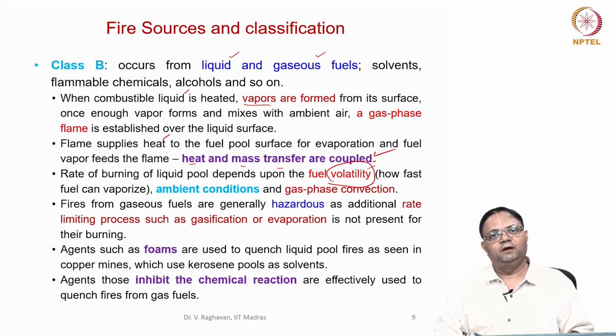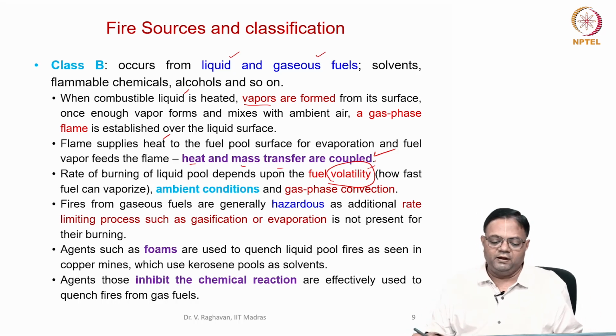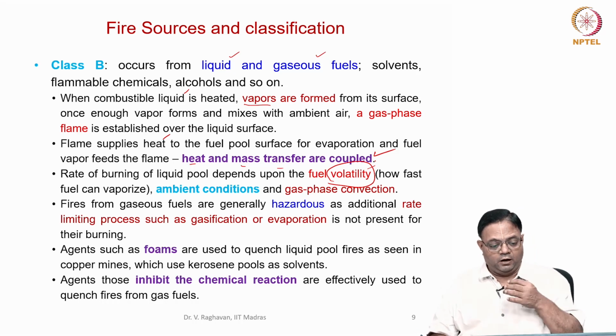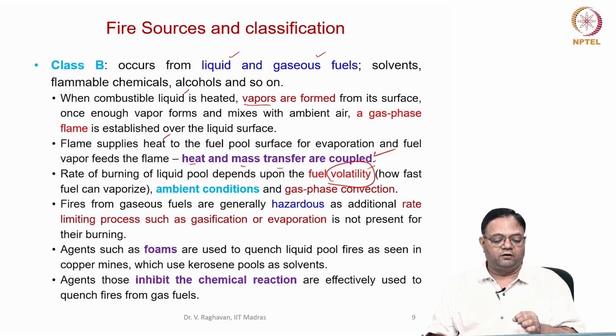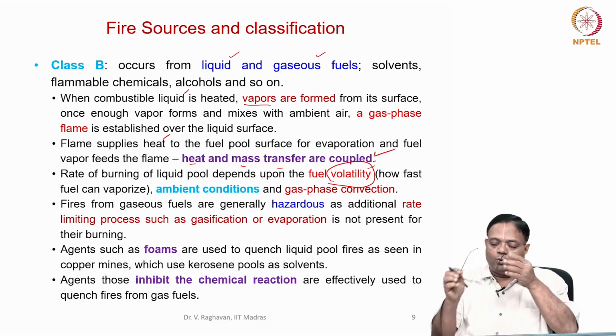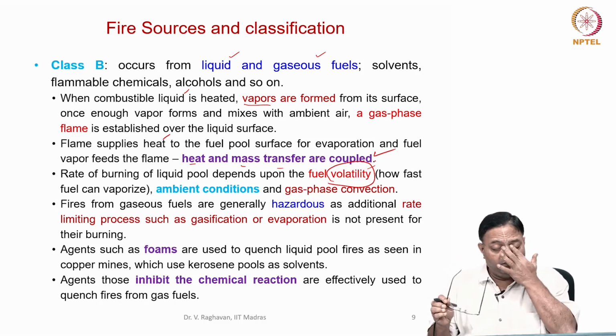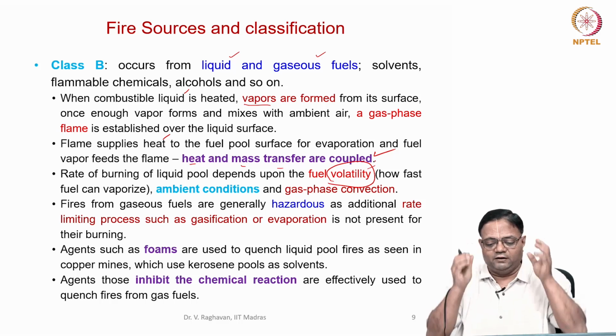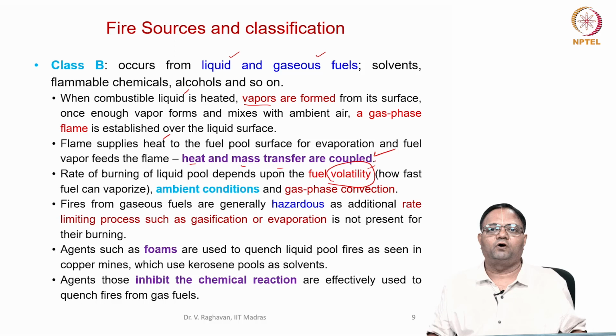Some fuels can be easily vaporized, for example petrol. Some, like diesel, cannot be easily vaporized. Low volatility fuels. Now that is one of the important things. For the rate at which a liquid fuel burns, one of the important things is the rate at which it will evaporate, because that is the first important step for a liquid fuel to burn.